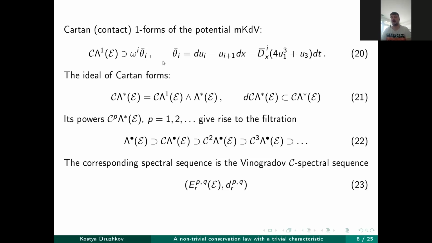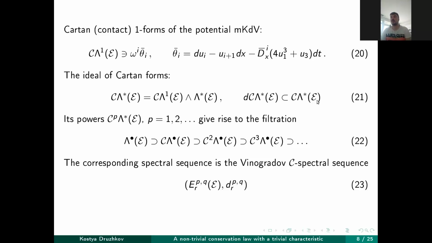We can describe the ideal of Cartan forms. So it's just the dual description for the Cartan distribution. We can describe the ideal of Cartan forms given as the exterior product of Cartan one-forms and all other differential forms on epsilon. And the ideal is differentially closed. Because the distribution itself is involutive, the ideal is differentially closed, meaning that the differential maps Cartan forms to Cartan forms.